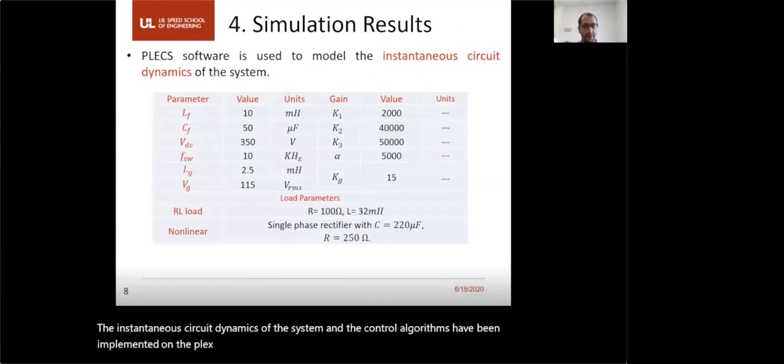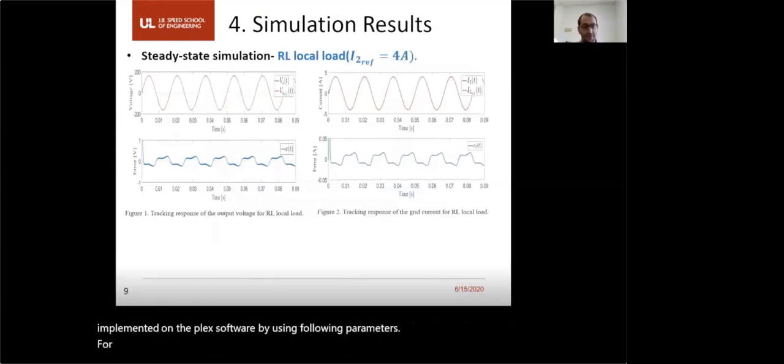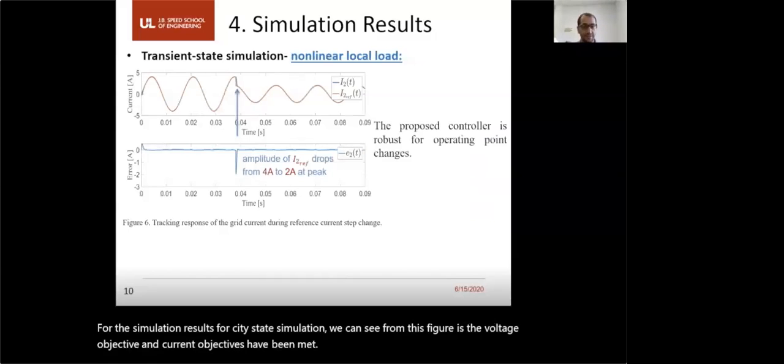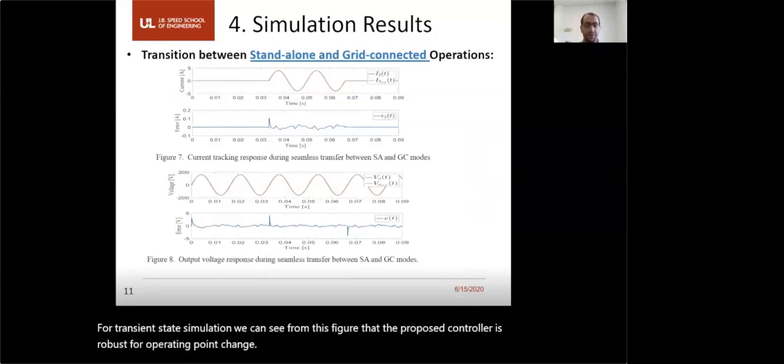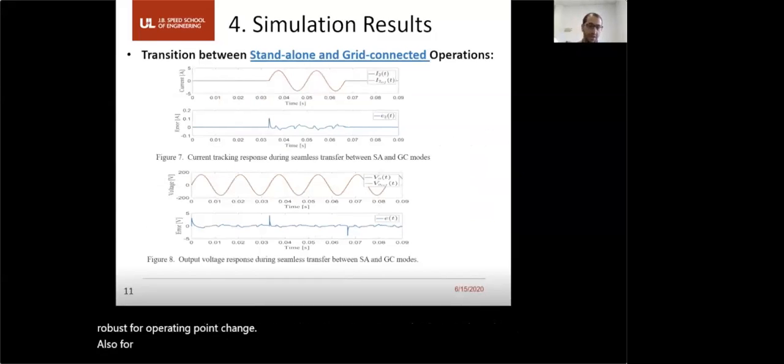The instantaneous circuit dynamics of the system and the control algorithms have been implemented on the Plexim software using the following parameters. For the simulation results, for steady state simulation, we can see from these figures the voltage objective and current objective have been met. For transient state simulation, we can see from this figure that the proposed controller is robust to operating point change.